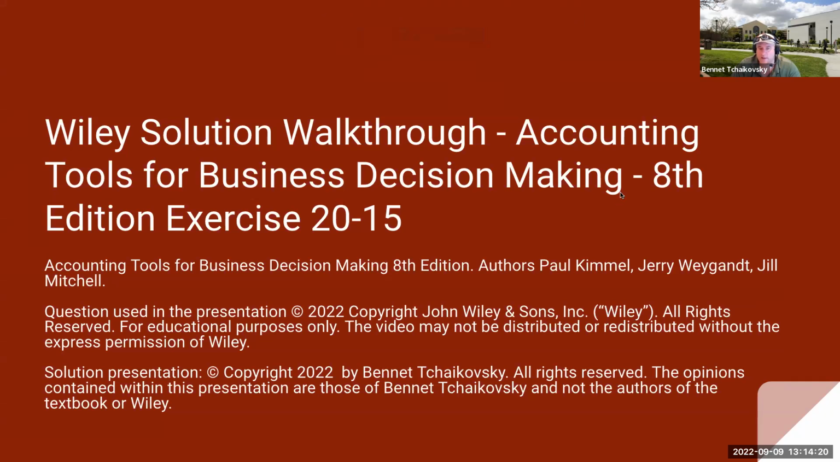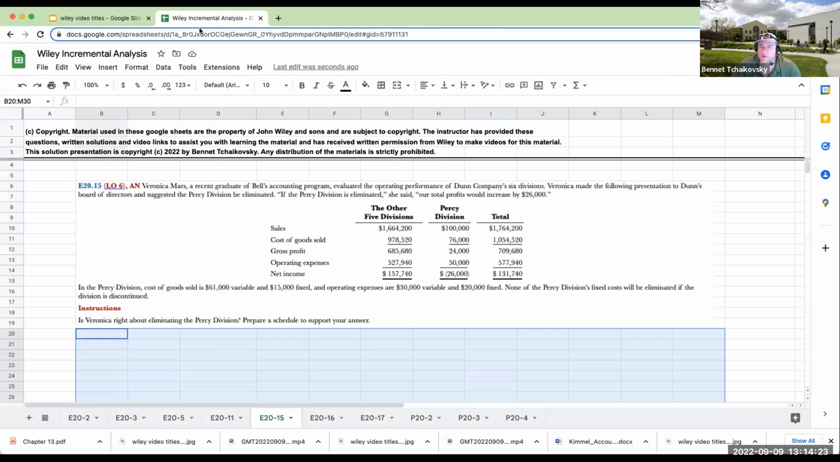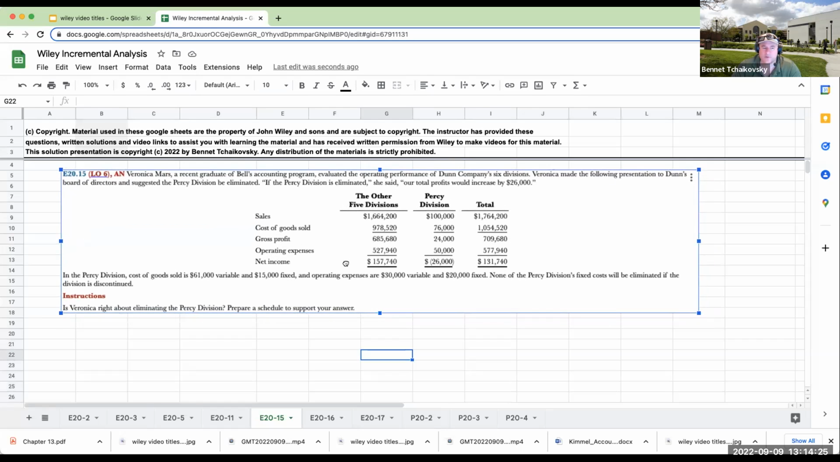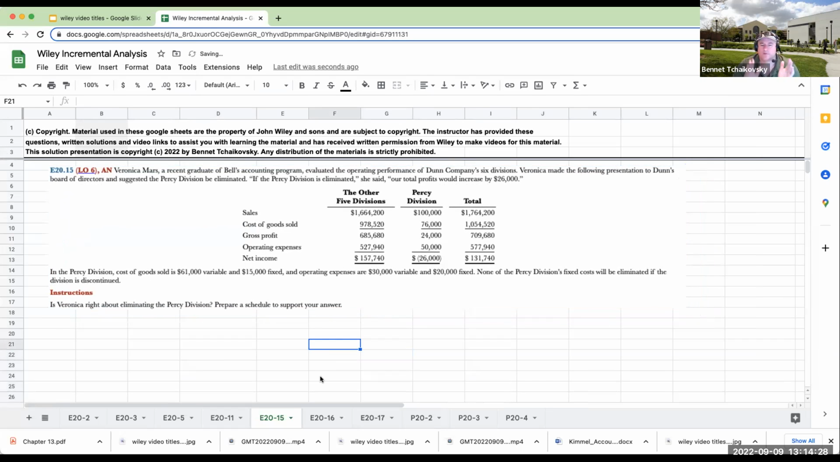Okay, so before we thank that bus driver, let's take a look at our particular question. We've got 5 other divisions, and then we have the Percy division and the total. Now, this is what can be very, very deceptive. Oh, the Percy division is losing $26,000, so it's got to be eliminated. But we have to be careful, because if we eliminated a division, guess what's going to happen? The sales are going to go, and the variable costs will go, but the fixed costs will be staying.